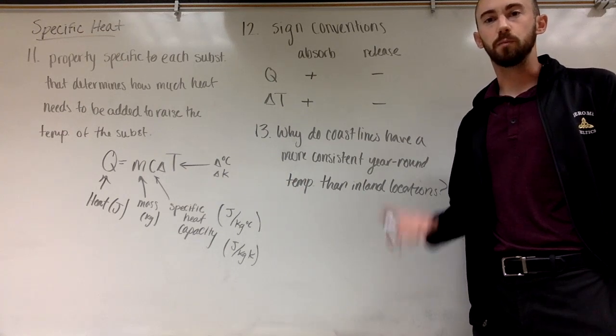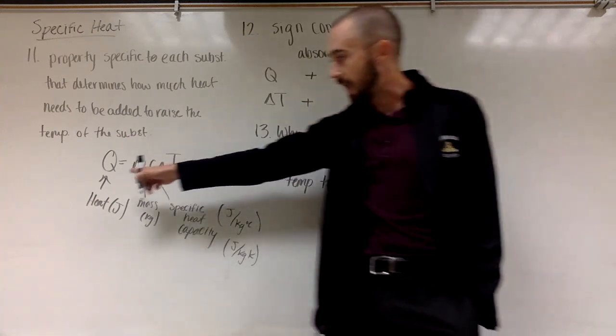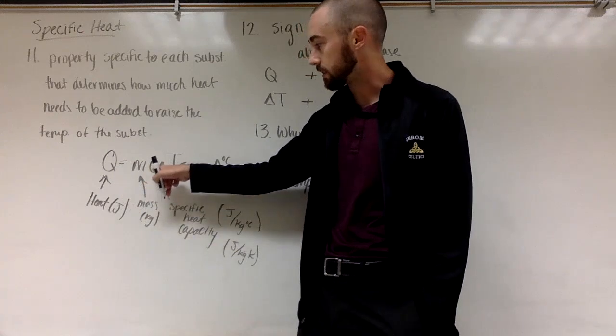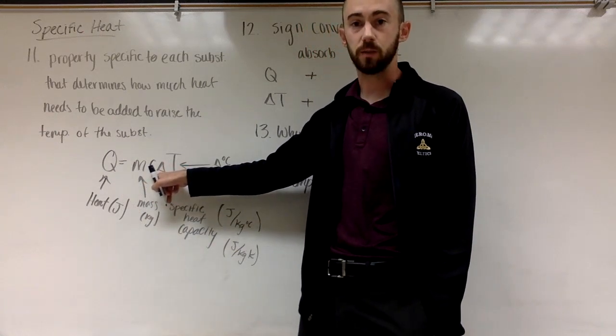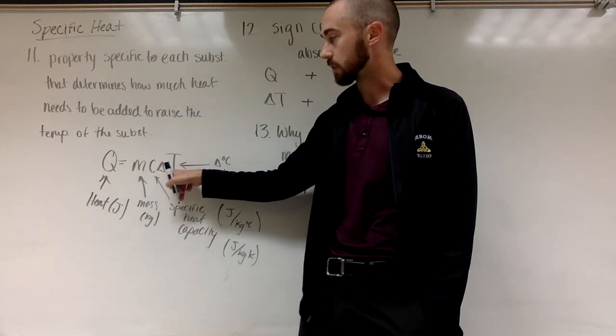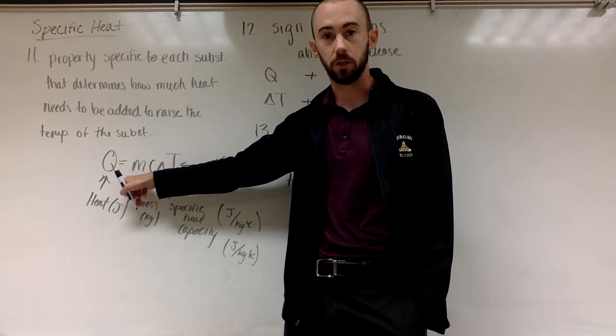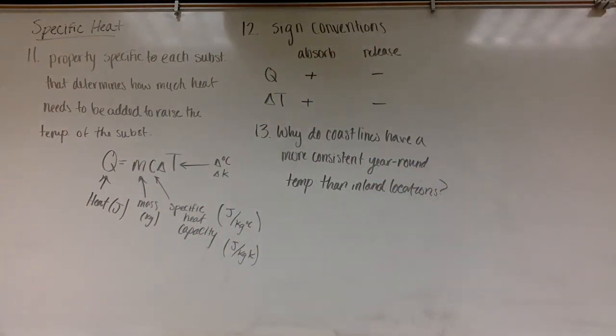So the rate of heat removed from water and the ground are going to be the same. So the rate at which energy is taken away. But because water has such a higher specific heat capacity than soil, the delta T is going to be a lot smaller for the same change in Q. So that's why oceanside places tend to stay a lot more temperate in the winter than inland places.